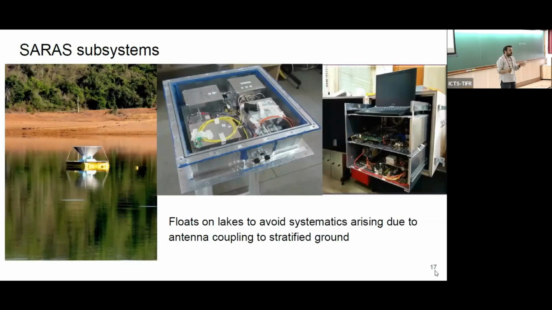And this is what the system looks like. Theoretically, it's a very simple system. You have a single antenna looking at a very large part of the sky. Of course, it happens to also float on water to minimize some of the systematics. I'll be happy to take questions if you have.